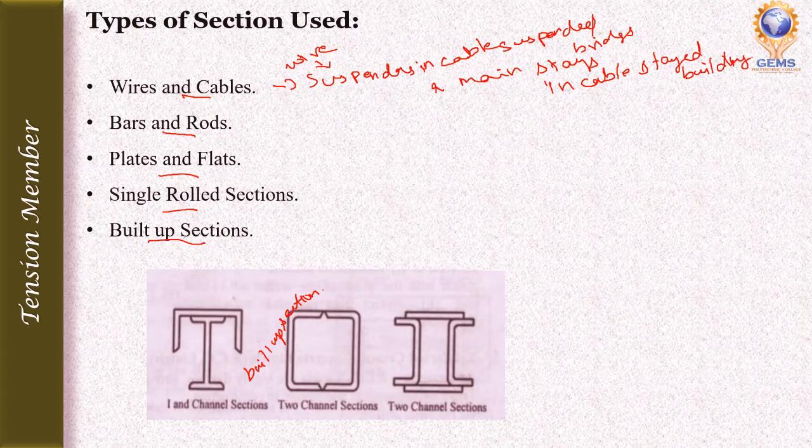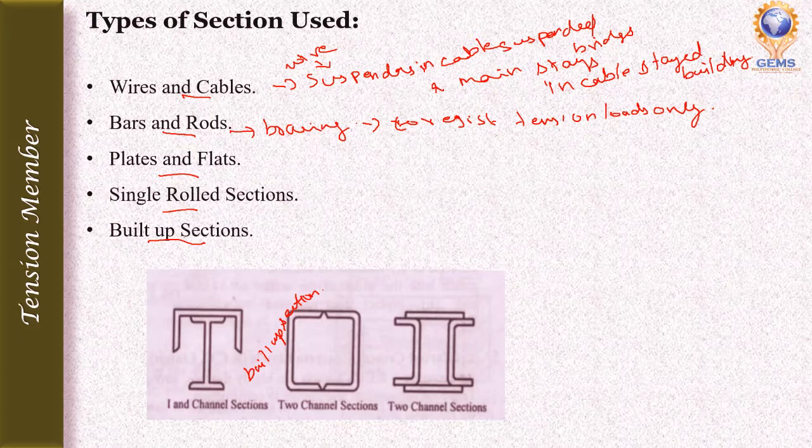Then the bar or rod. The circular rod is used in bracing, designed to resist tension load only. These rods buckle at very low compression, so they are not considered effective in compression.